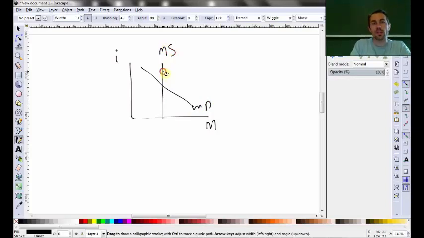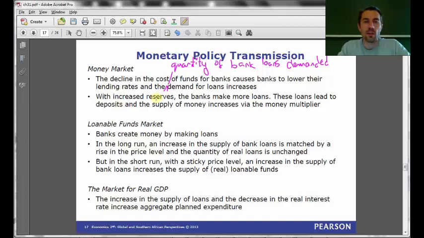Okay, with an increase in the money supply, we end up holding more money, right? The quantity of money held increases. The quantity of money supplied increases. And the interest rate decreases. That's right. So with an increase in reserves, the banks make more loans. These loans lead to more deposits. The supply of money increases through this money multiplier process. Deposits increase. Okay? And on the other side, loans increase as well.